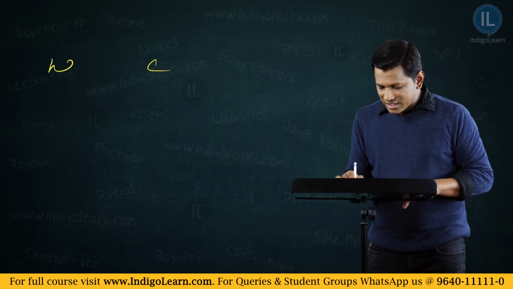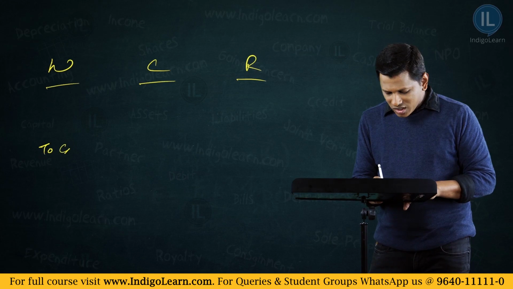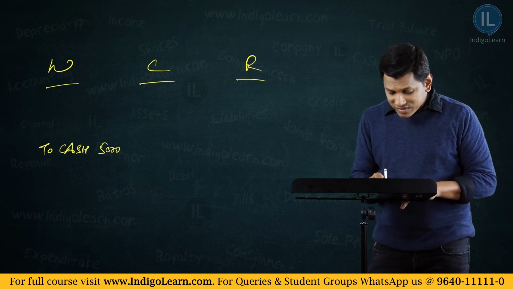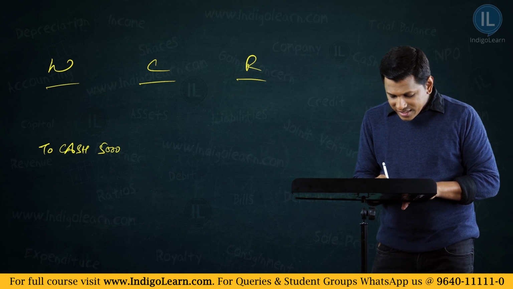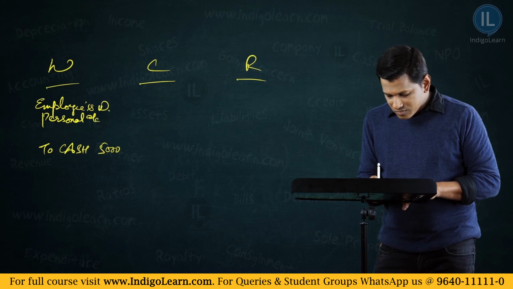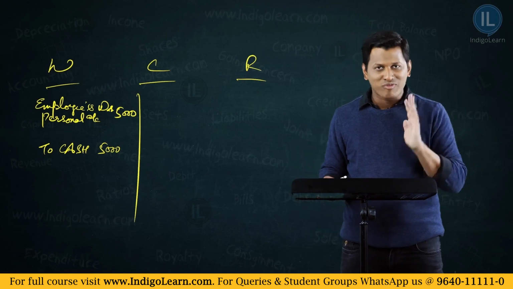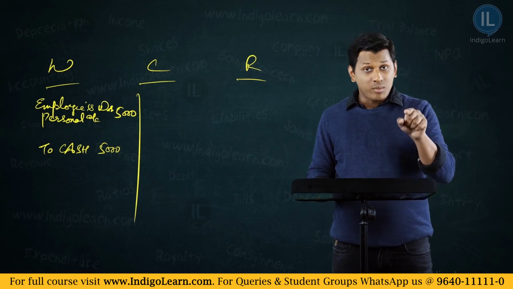Wrong entry, correct entry, rectification. What is the wrong entry? Cash has gone out, no confusion about that, to the extent of 5,000. But which one was debited? Employee's personal account, debited 5,000. That is the mistake we have done. It is as if it is recoverable from the employee. That is what we have done by debiting the employee.